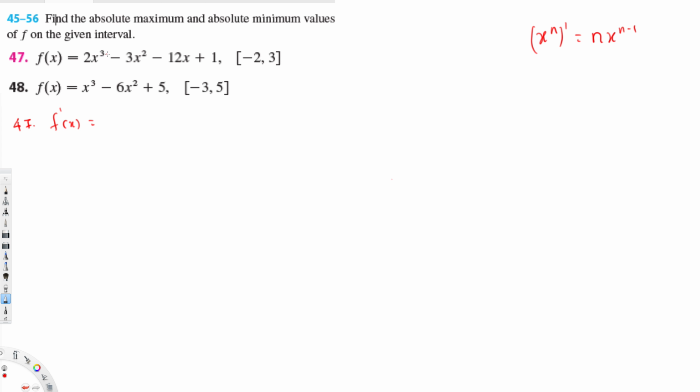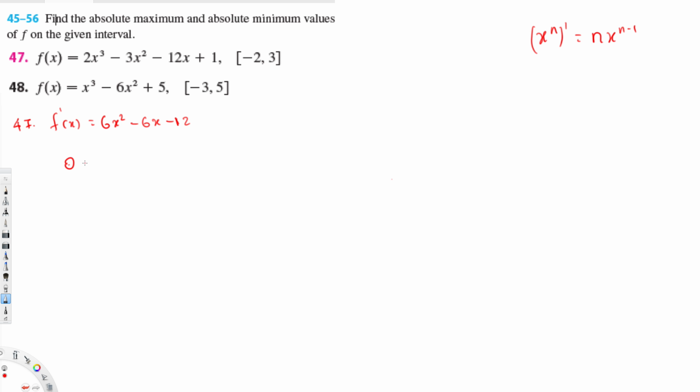So let's see how we can do this. It's 6x squared minus 6x minus 12, and the derivative of 1 is going to be 0. If you see any constant number, automatically the derivative is 0. Then I have to equalize this to 0 to find the critical numbers.